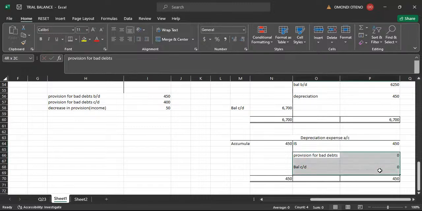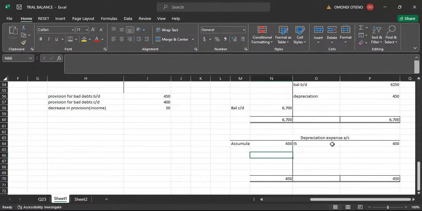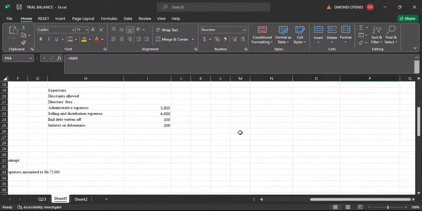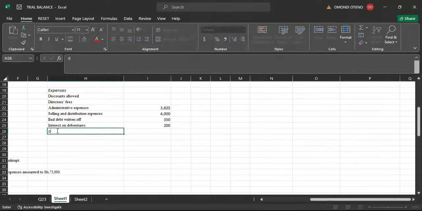When I take it to IS, then I'll be able to see my depreciation expense account is now balancing. I take it to IS. So when I come to the income statement, this is what I'm looking for, which I need to put here under depreciation. Of course, I can combine these assets, depreciation expense.